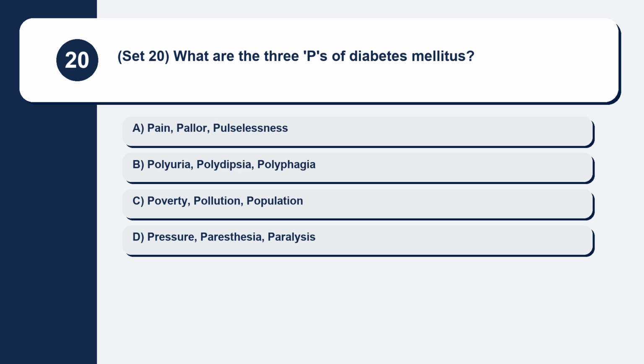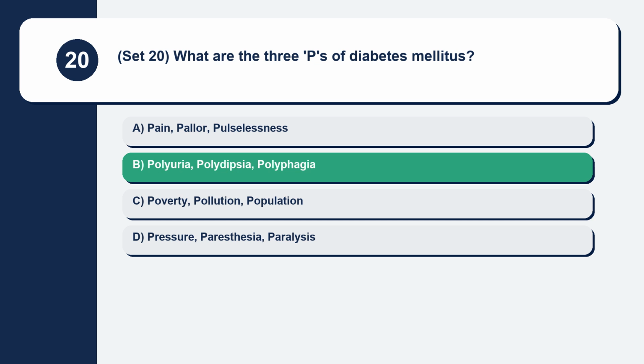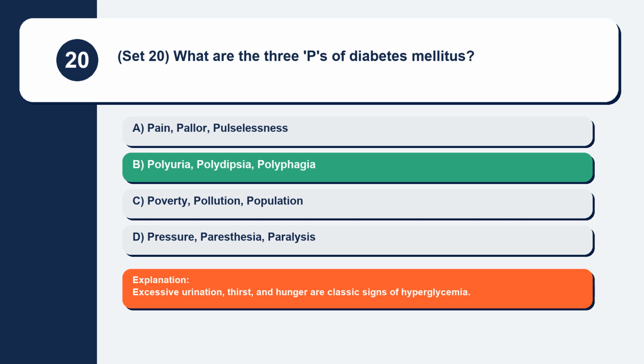Question 20. Set 20. What are the 3 P's of diabetes mellitus? Pain, pallor, pulselessness, polyuria, polydipsia, polyphagia, poverty, pollution, population, pressure, paresthesia, paralysis. Excessive urination, thirst, and hunger are classic signs of hyperglycemia.